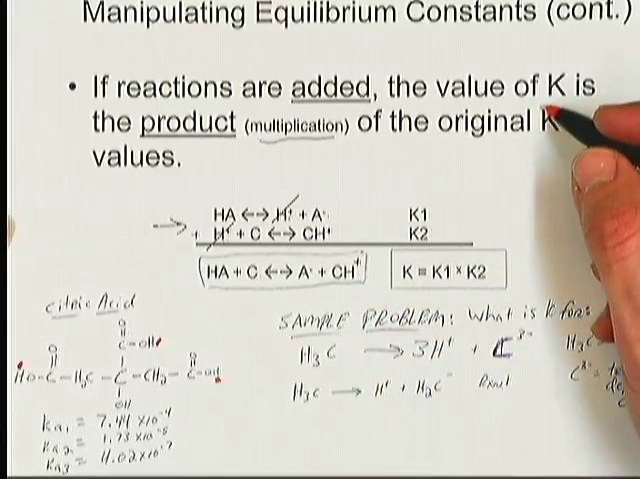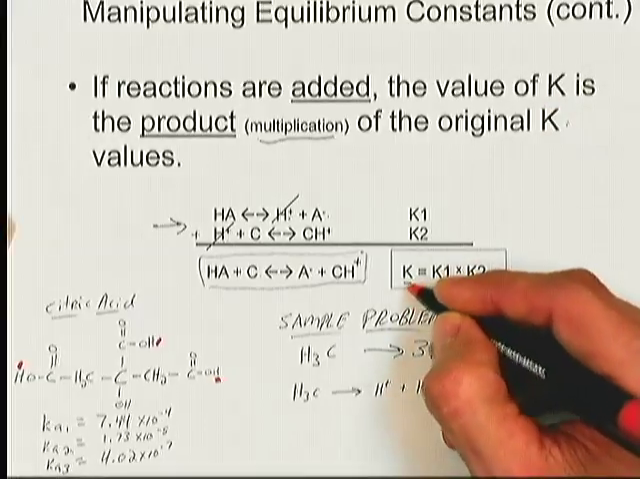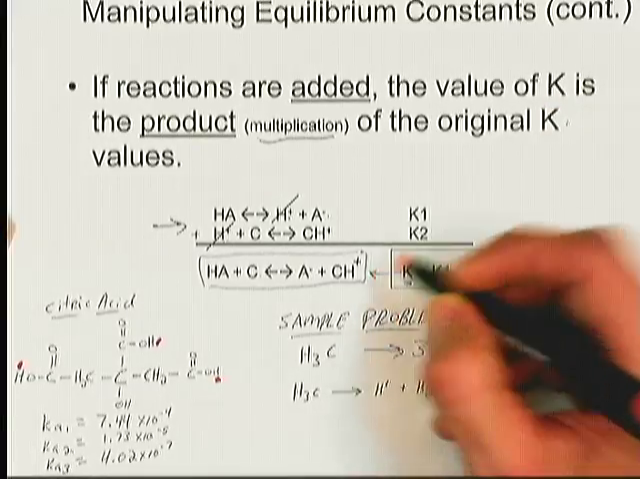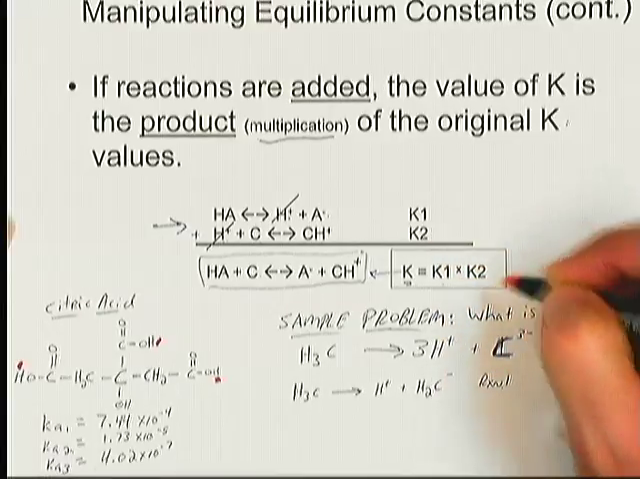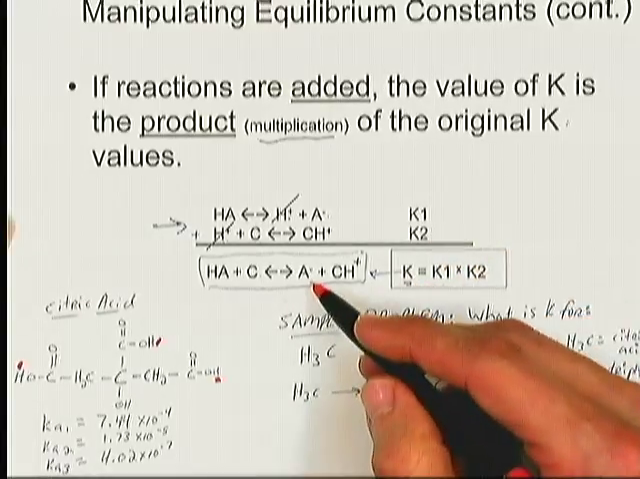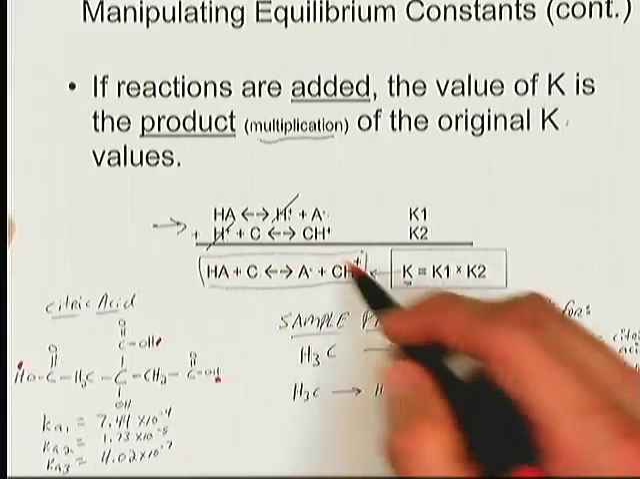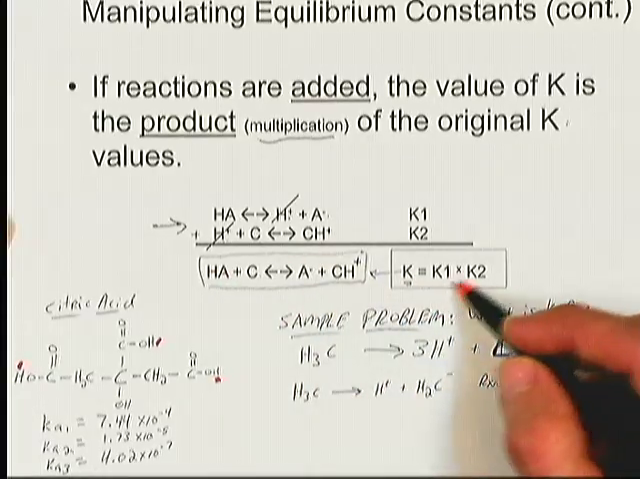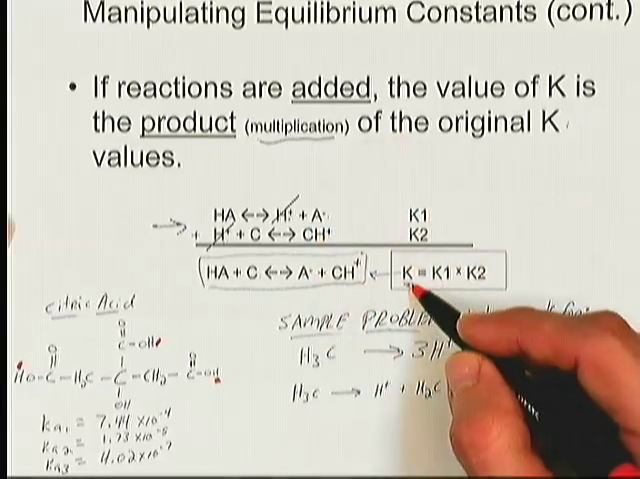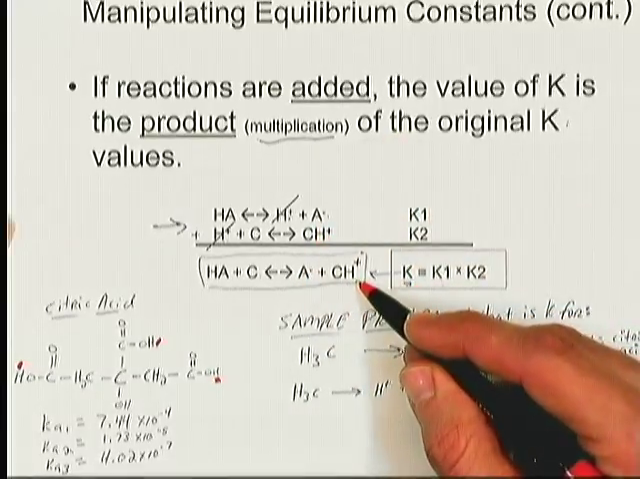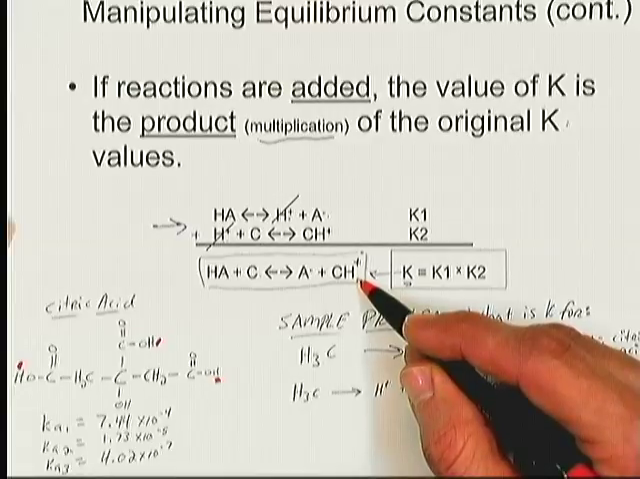Well, this rule tells me that if I want to know the K for this reaction, all I need to do is take K1 times K2, and that's my equilibrium constant for this reaction. So I may not have data in my table for this, but if I multiply K1 times K2, because I sum these two reactions, this rule tells me that the equilibrium constant I get should be representative of the constant for this particular reaction.